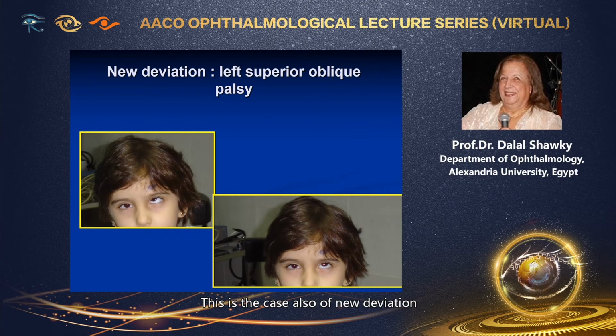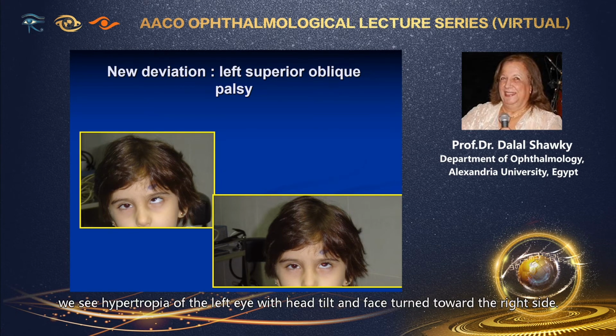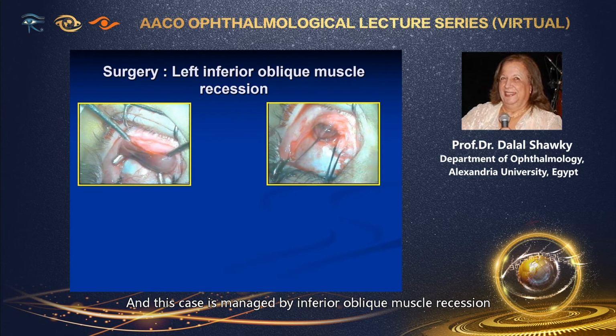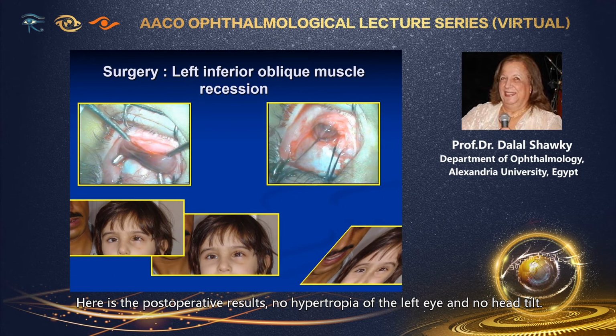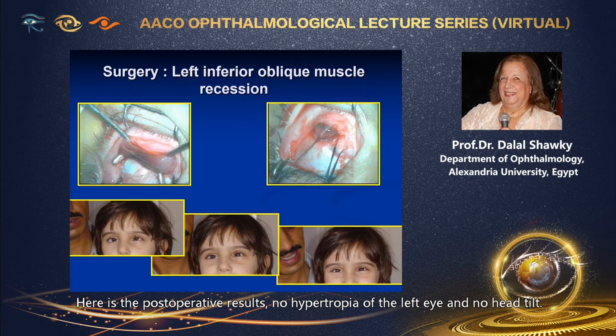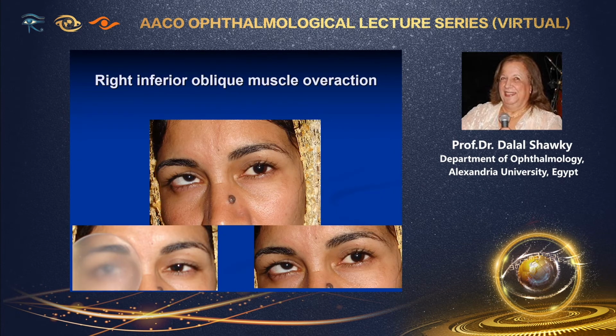This is a case also of new deviation. It is a case of left superior oblique muscle palsy. We see hypertropia of the left eye with head tilt and face turned toward the right side. And this case was managed by inferior oblique muscle recession. It was between grade 2 and grade 3. And here is the post-operative result: no hypertropia of the left eye and no head tilt.